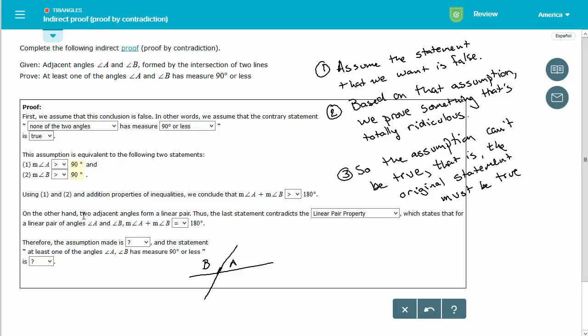Okay, so if our assumption is true, then the sum of these two measures must be more than 180. But that's absurd, because we know that the sum of the two measures is exactly 180. Therefore, the assumption is false, and the conclusion that we wanted must be true.